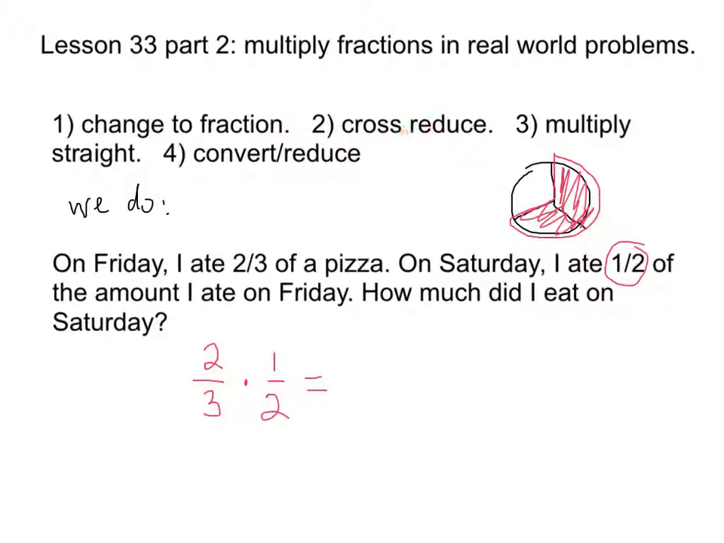Step 2 is to cross-reduce. Nothing goes into both 1 and 3, but 2 goes into both 2 and 2. 2 goes into 2 once, and 2 goes into 2 once. Multiply straight across. 1 times 1 is 1, and 3 times 1 is 3. Convert, don't need to. Reduce, can't reduce. My answer is 1/3, and that does make sense.